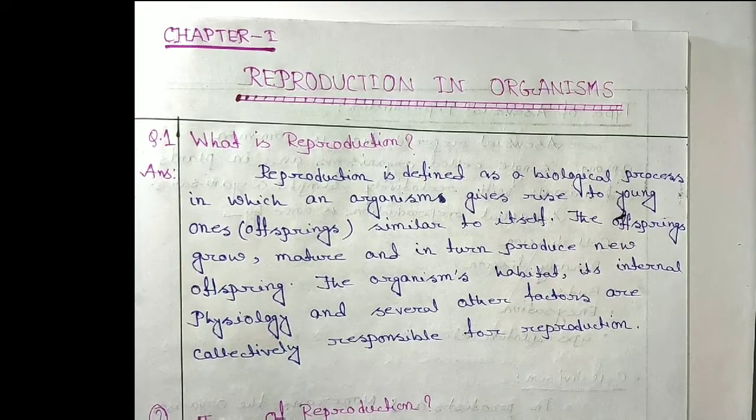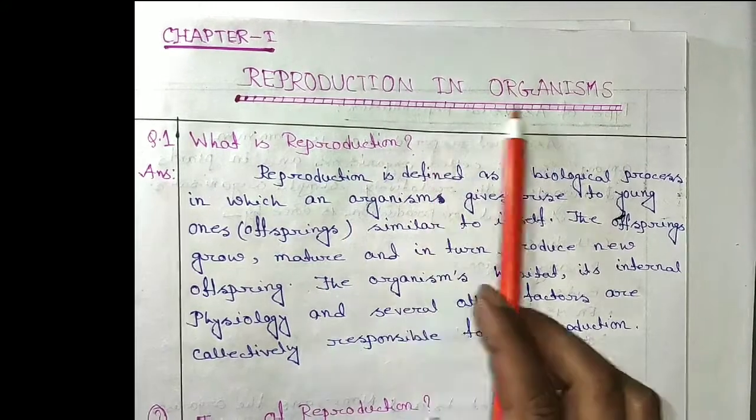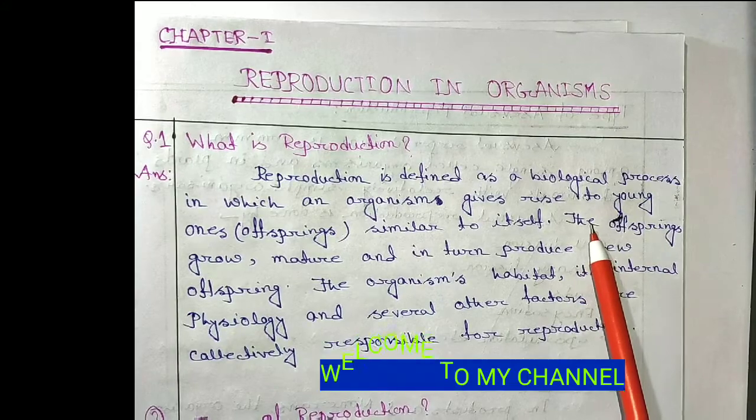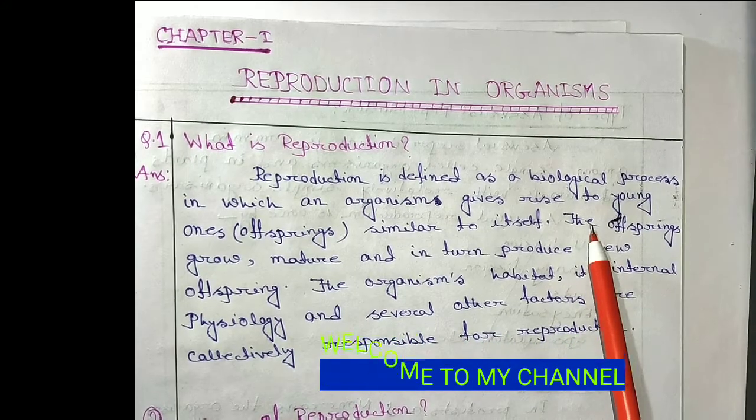Today we will discuss the first chapter, that is reproduction in organisms. In this chapter we have to know what is reproduction, types of reproduction, clone, lifespan, etc.